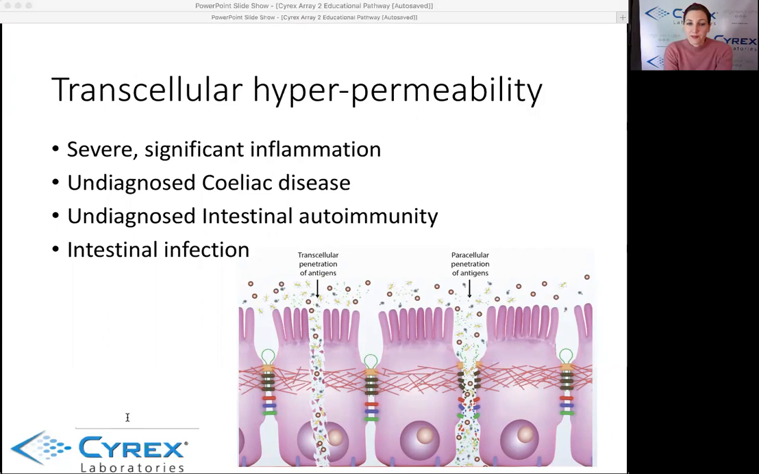Transcellular transport, though, is the pathway of substances taken through the intestinal epithelial cells via transcytosis. This can happen, of course, as part of a healthy functioning gut wall, and it is one of the mechanisms through which dietary food proteins can cross into the systemic system in the absence of permeability. And we see here that transcellular penetration of antigens, of course, is happening through the cell itself.